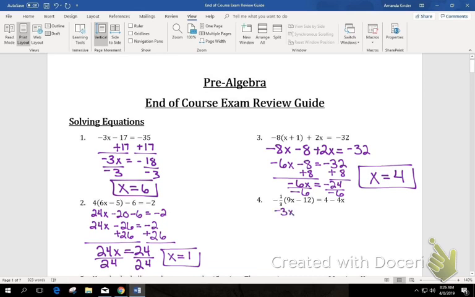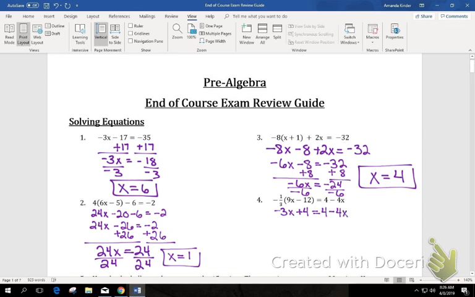Negative 3x. Negative 1/3 times negative 12. Again, 12 times 1 is 12, divided by 3 is 4. What's a negative times a negative? Positive 4. Okay? Equals 4 minus 4x.